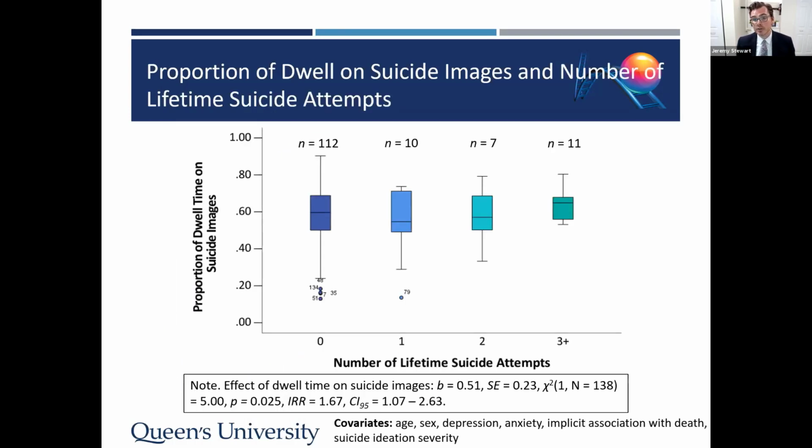Turning now to participants' history of suicidal behavior, this figure has the proportion of dwell on suicide images, this time on the y-axis, and the number of prior suicide attempts on the x-axis. The boxes represent the distribution of dwell within each bin of lifetime attempts. So median dwell towards suicide images, which is represented by the dark lines dissecting each box, you can see that it increases with the number of prior attempts. And in fact, when you analyze that in a negative binomial regression model, as we did, greater dwell time on suicide images is associated with a greater rate of past lifetime attempts.